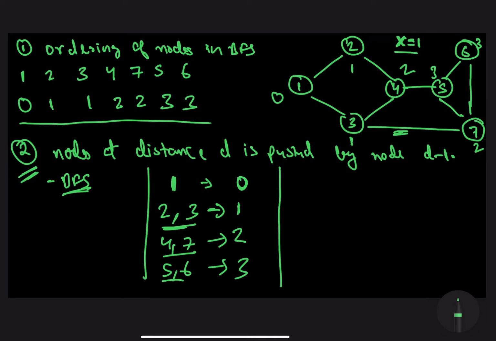So all we would need to do is to keep track of the distance of the nodes that have been pushed into the queue. This is the only extra thing that we need to ensure in the BFS algorithm. We need to keep track of the distance of the nodes that have been pushed into the queue. And why is that?